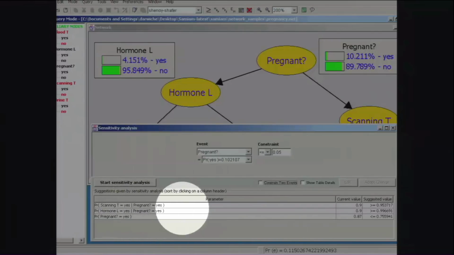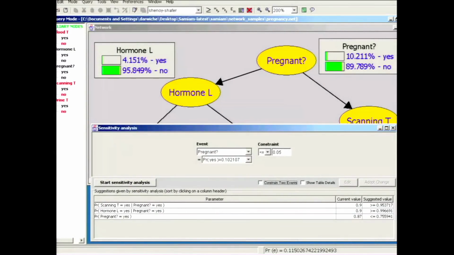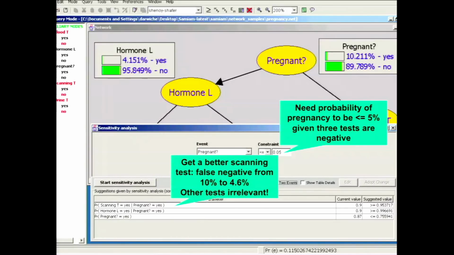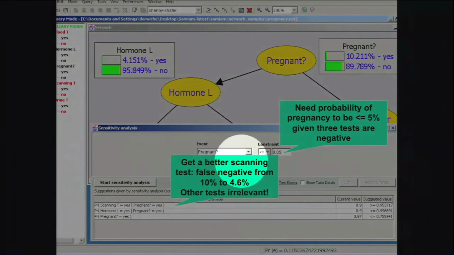If you recall, 2 of these we did not pay attention to, because one of them talked about the prior, or the success rate of the procedure. The other talked about the relationship between the progesterone and pregnancy, which were not under our control. So we only looked at this one here, which suggests that we get a better scanning test. It said that the false negative is currently at 10%. You basically need it no greater than 4.6. And if you do that, then you will get your 5% here.